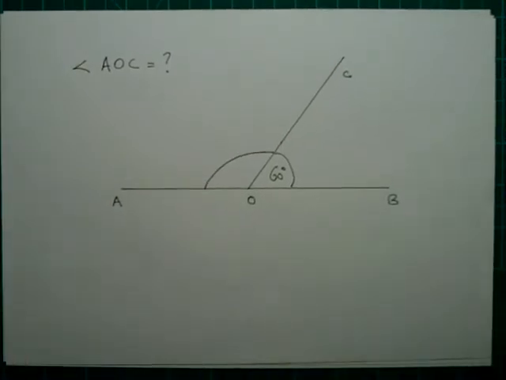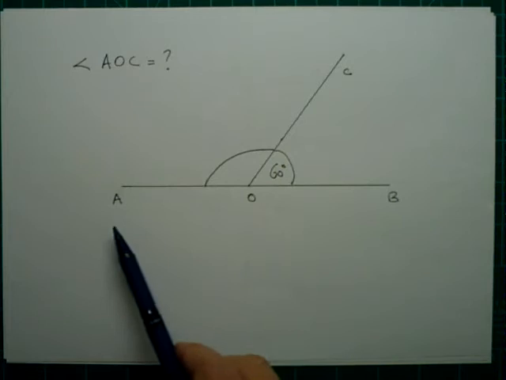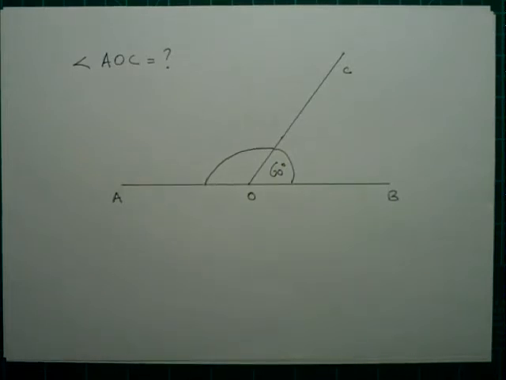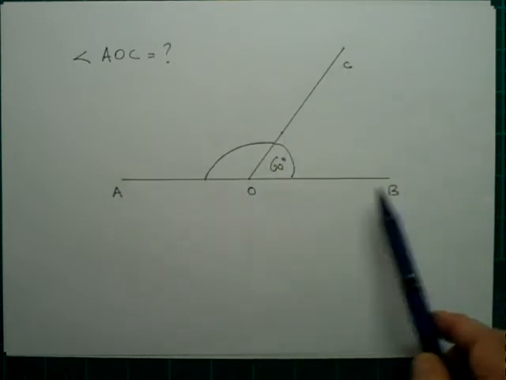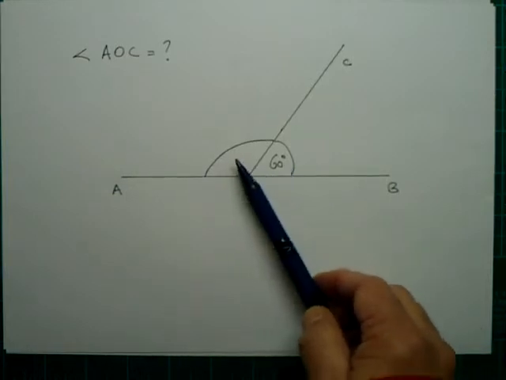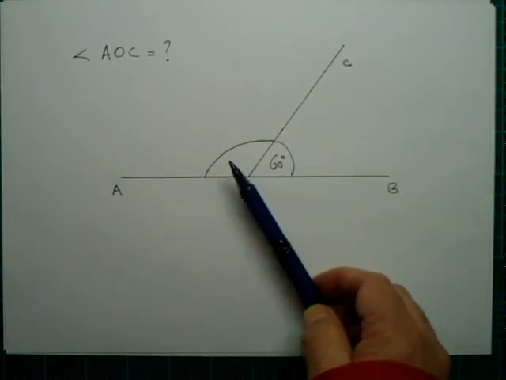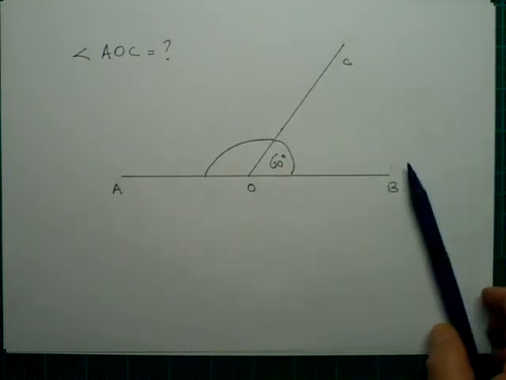Now here we have a straight line. The straight line is the line AB. I also have the angle COB, which is equal to 60 degrees. The question is, can you determine the degrees of this angle AOC here? You can pause the video again.